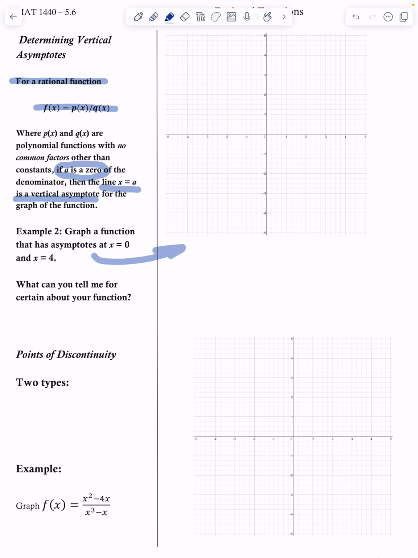We're going to put this up here. It says graph a function that has asymptotes at x equals 0 and x equals 4. And I will tell you that a lot of times students find this kind of unsettling because other than the fact that I have an asymptote here and an asymptote here, I don't even really know what the function looks like, and that is okay. All that matters is I have those two asymptotes. So whatever I want to draw in here is fine.